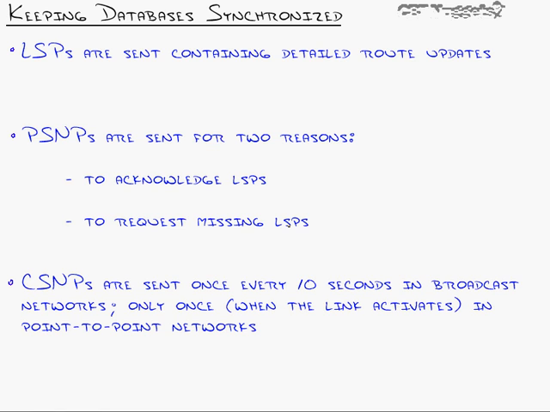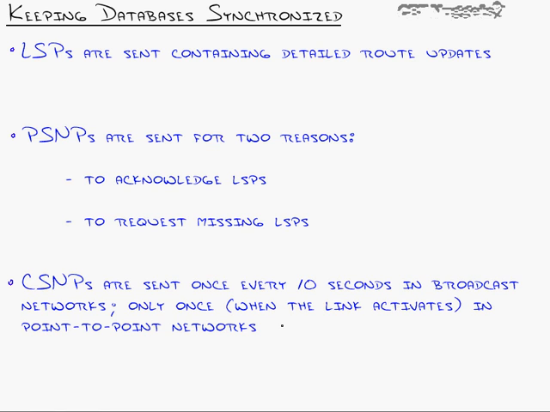It knows they're missing because of this final packet, the complete sequence number PDU. Oh, I said packet, didn't I? I meant PDU. The complete sequence number PDU is sent once every 10 seconds in a broadcast network. Now, it is a small packet. It just contains all of the LSP sequence numbers that exist in the database. It just says, hey, LSP 1, 2, 3, 4, 5, 6, 7, 8, 9, 10. That's what our network consists of.